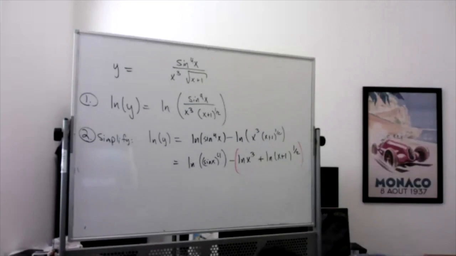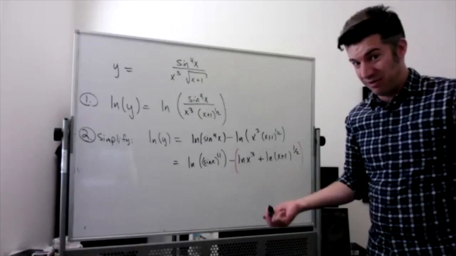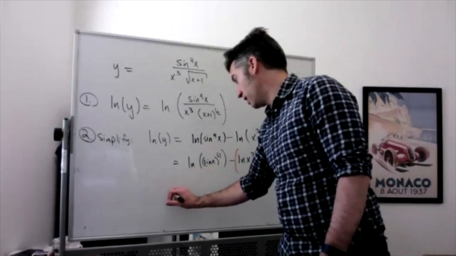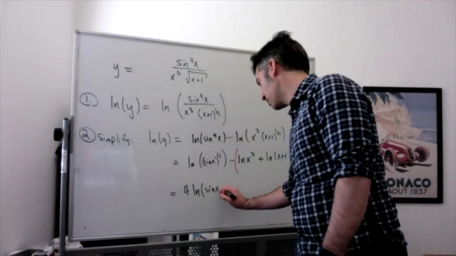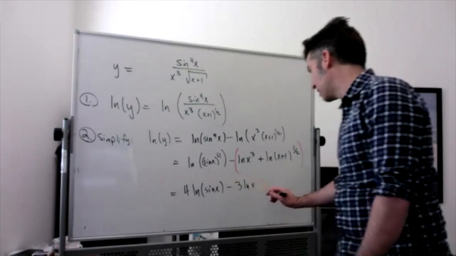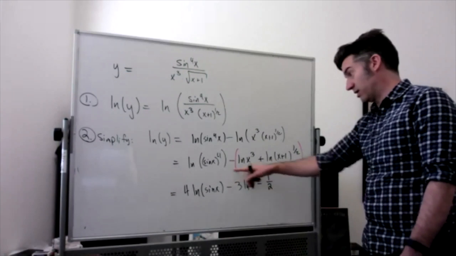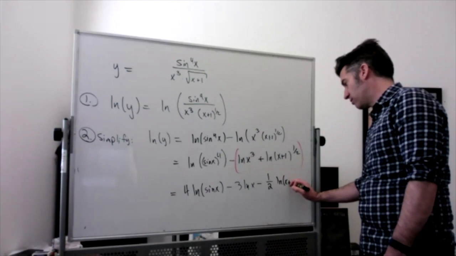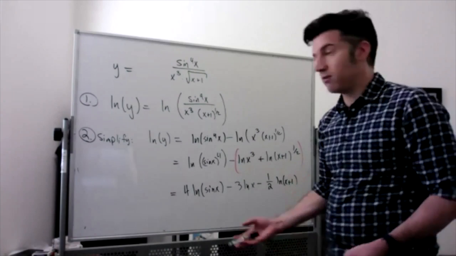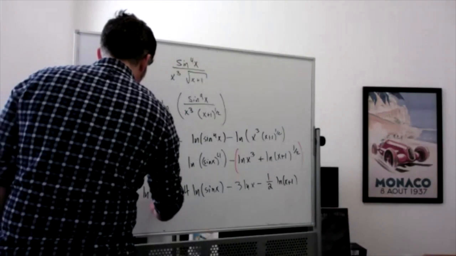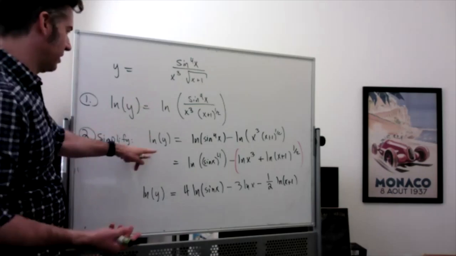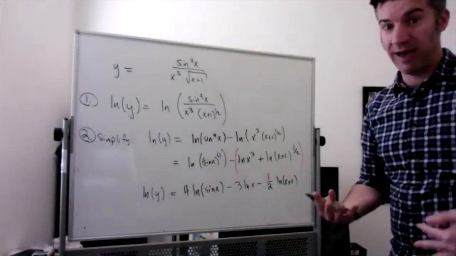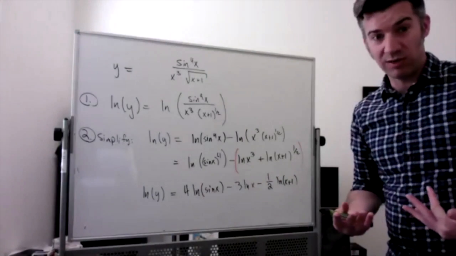And then finally, before we do any differentiating here, we're still just simplifying. We're going to bring down the powers. So that natural log of y is equal to 4 times the natural log of sine of x minus 3 times the natural log of x minus 1/2, right? Because it's a minus the natural log of x plus 1. So that's the beginning of the logarithmic differentiation process: take the natural log of both sides and then simplify the side that's not the y side, the other side that's complicated. And then finally, after we've done as much simplifying as possible, we're going to differentiate both sides.